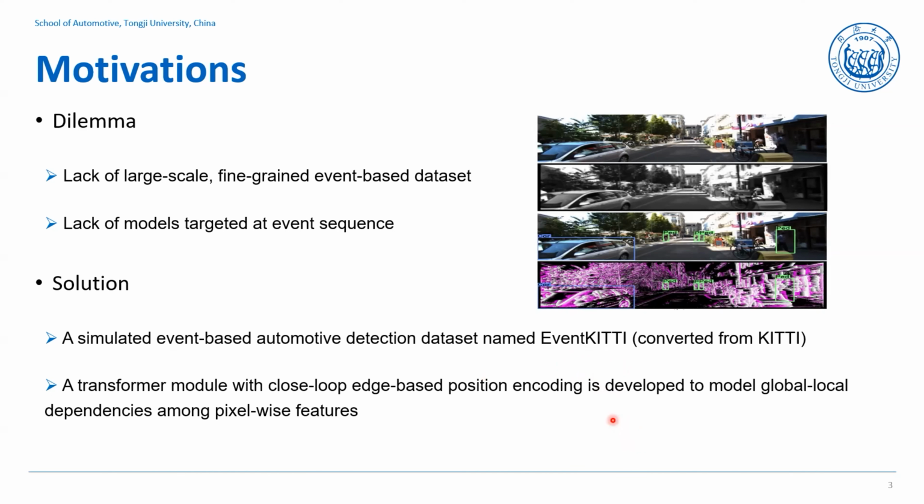In the event-based object detector, we use a transformer module with closed loop edge-based processing encoding to model global local dependencies among pixel-wise features.